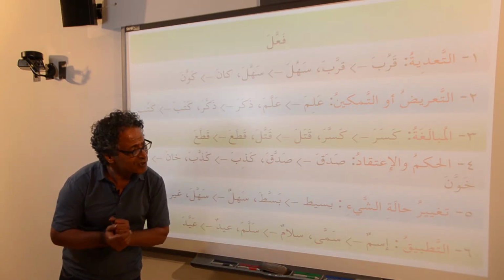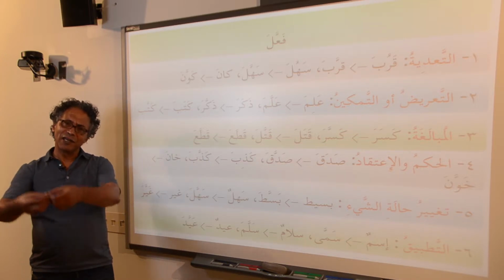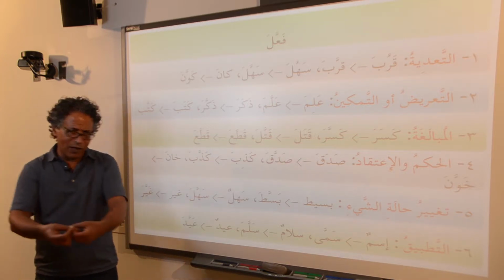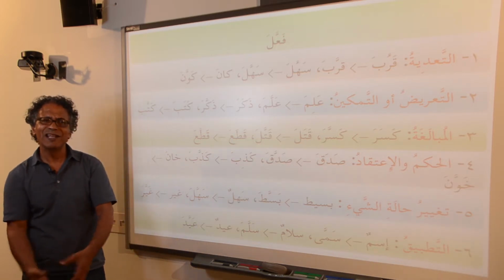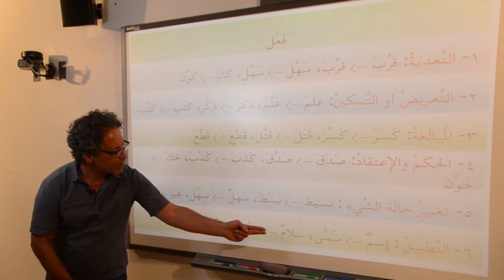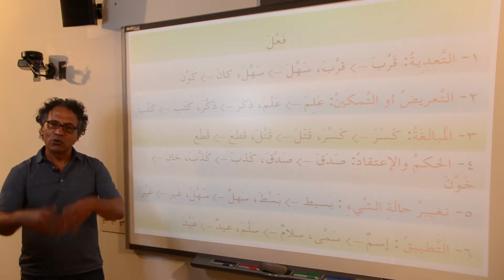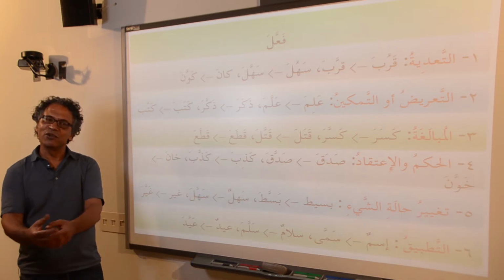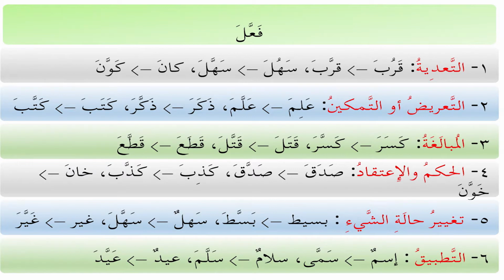The last one, ستة التطبيق. Here in this case, most of the time you take a noun and you make a verb out of it. اسم سمى. So اسم is a name, سمى is to name someone or to name something. سلام being peace or the greeting. سلم is to greet someone with peace. So you see, you take a noun and then you make a verb out of it. عيد عيد, a holiday. It's either to celebrate the holiday, to wish somebody a happy holiday.